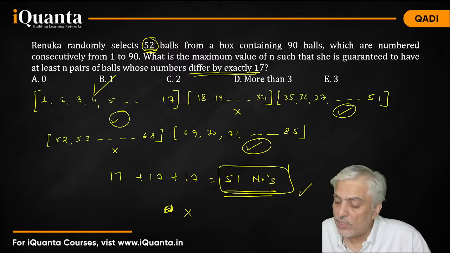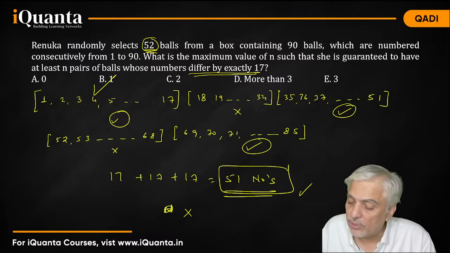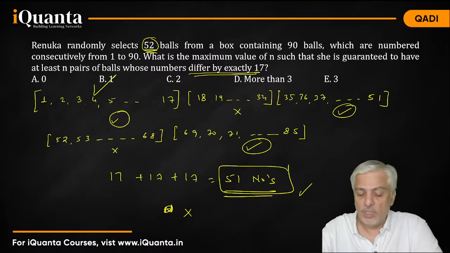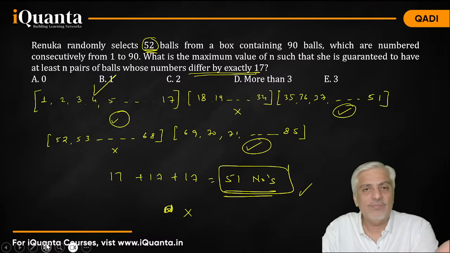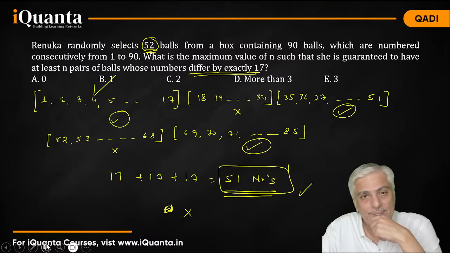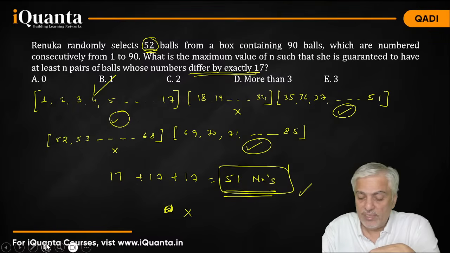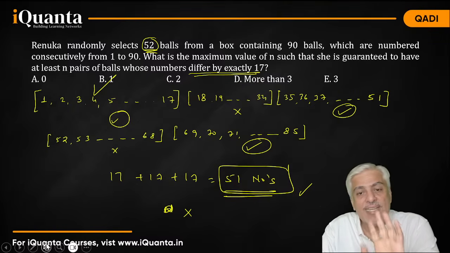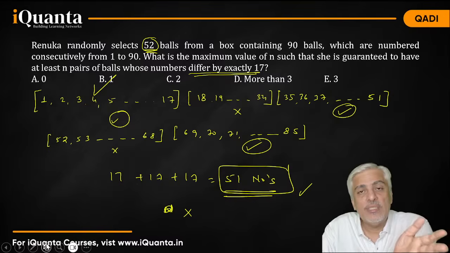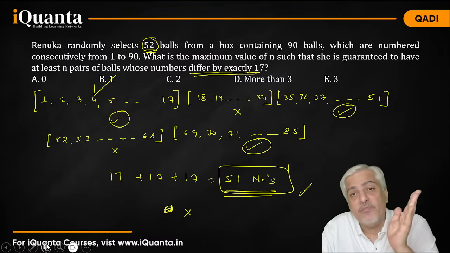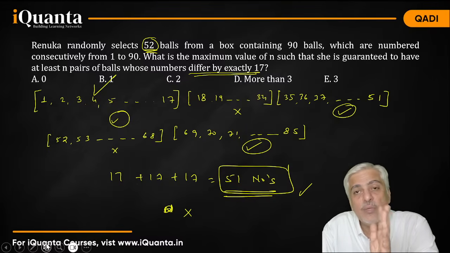If you can explain the question in detail, I did not understand the concept of the question. Okay, Vishesh, pay attention carefully. So they had said that there were, suppose 1 to 90, chits or balls or whatever in a bag. Read the question carefully. Renuka is going to select 52 balls randomly. What is the maximum value of n that she is guaranteed to have at least n pairs of balls whose numbers differ by exactly 17? So we want it to be exactly differ by 17. What will she get? How many will she get?